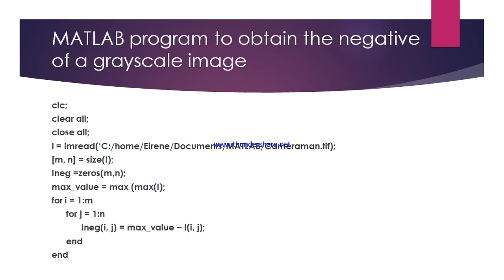So first we use the clc command, which is used to clear the command window. Then we use the clear all command, which is used to clear all the variable names and their values displayed in the workspace. Then we use the close all command, which is used to close all the previously opened images. Regarding these commands, if you have any doubt, you can refer to my first video.